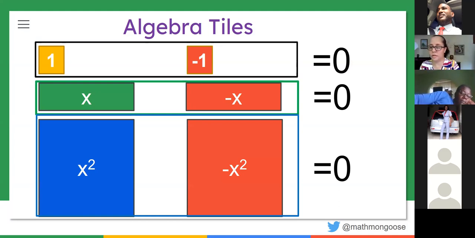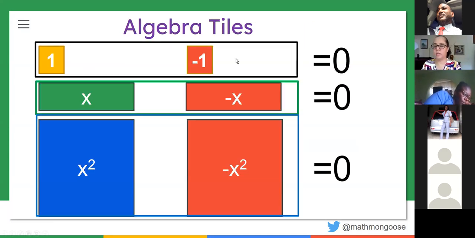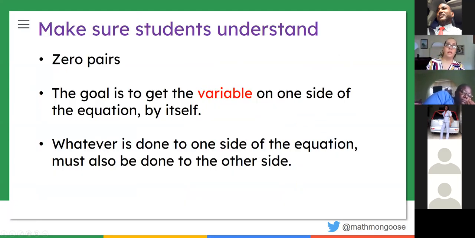Everybody's okay with this? All right, so make sure your students understand zero pairs, and this is what we were talking about here. A 1 plus a negative 1 giving us a 0, that's called a zero pair. The next thing that they have to understand is that the goal is to get the variable or the unknown, that x, on one side of the equation by itself. When we're using algebra tiles and when you're doing algebra, that's really what you're trying to do. And also to understand that whatever operation is done on one side of the equation must also be done on the other side for it to remain balanced and equal. All right? And they learned this from the pan balance.